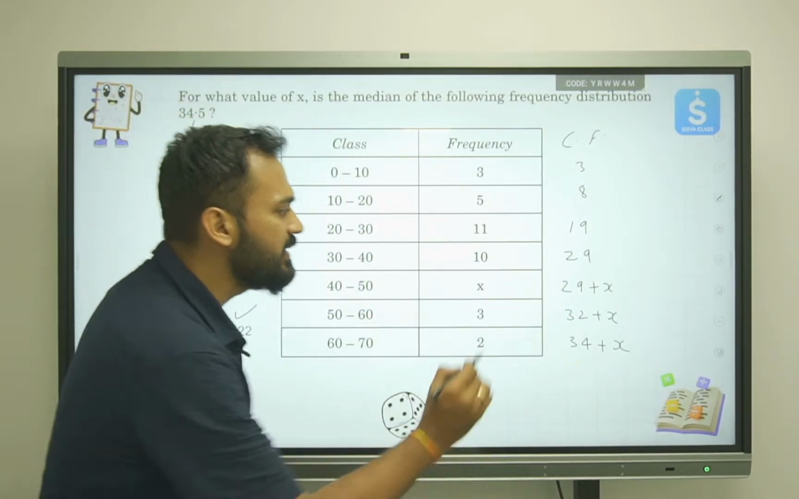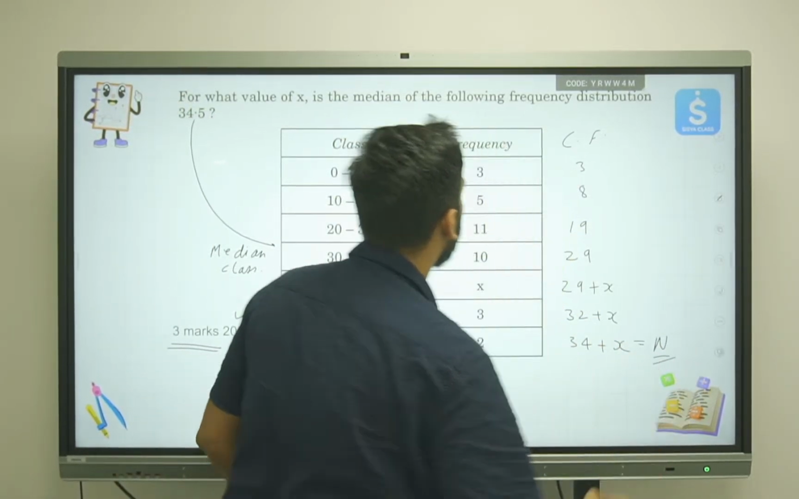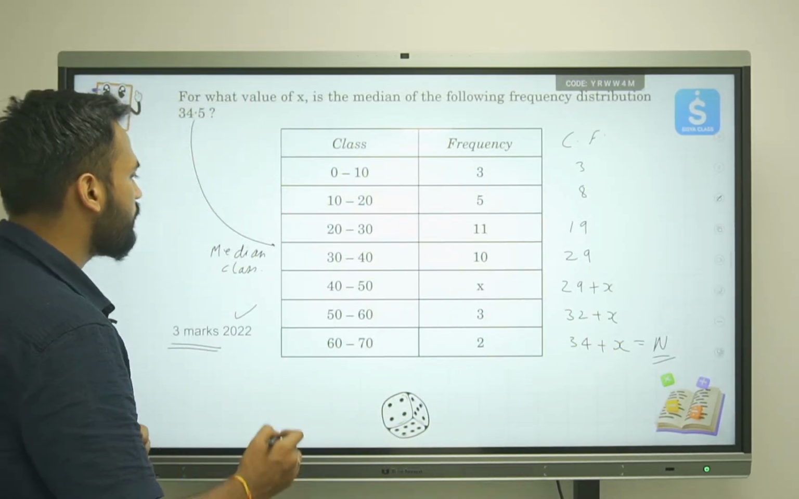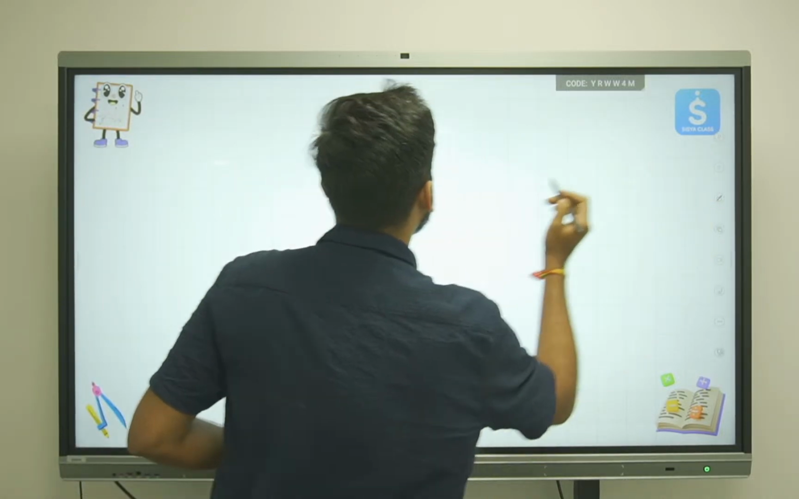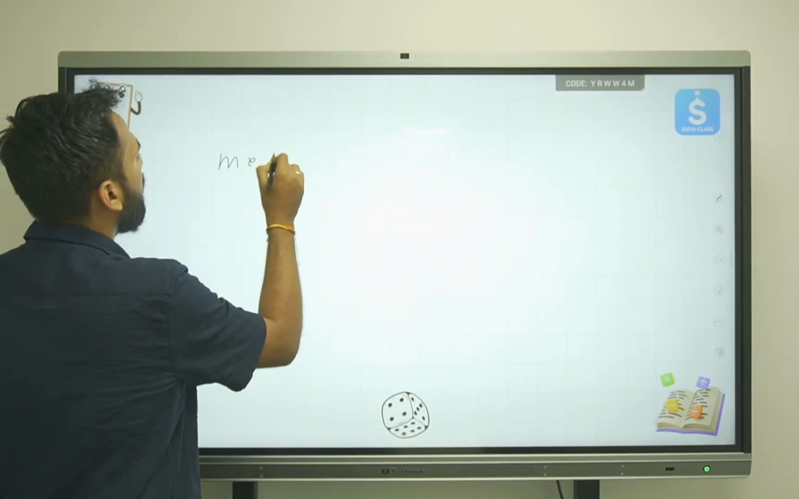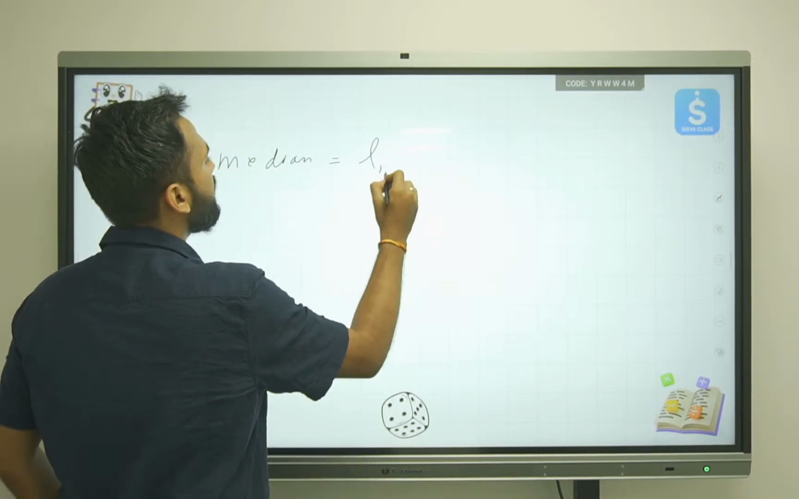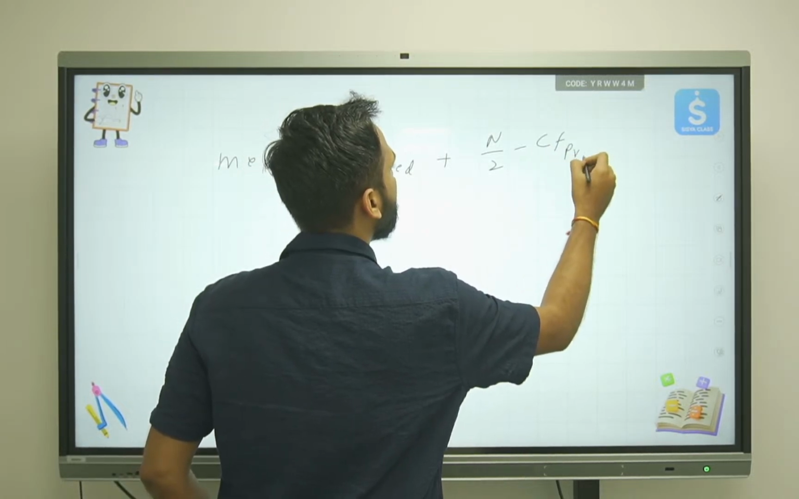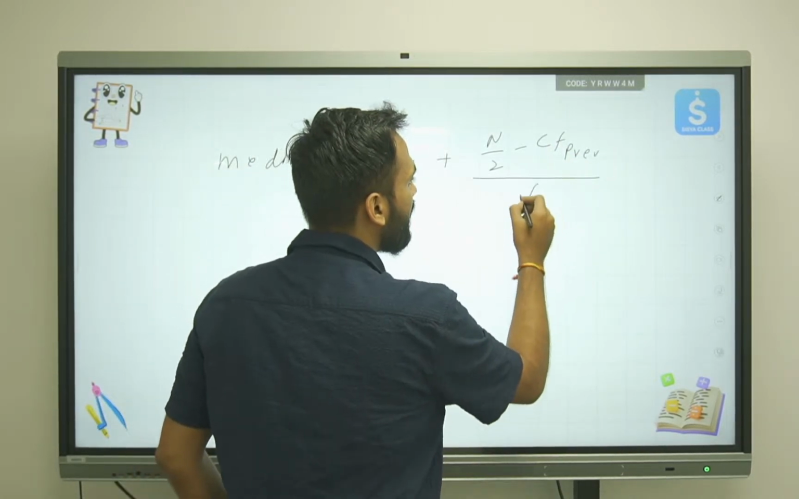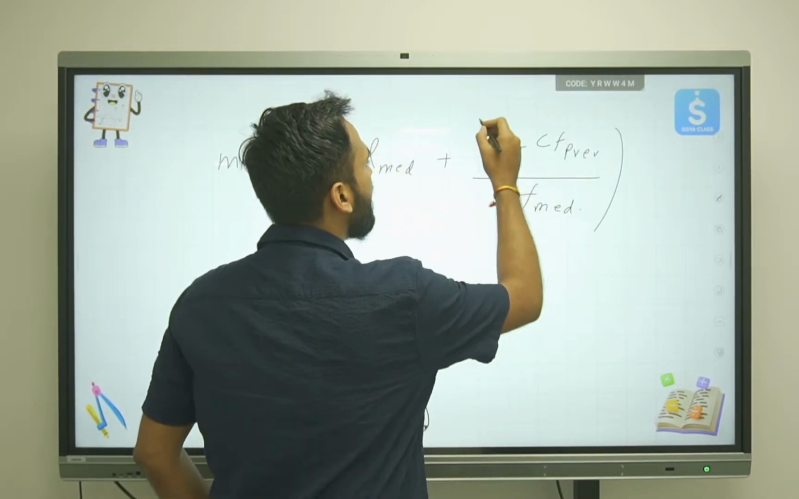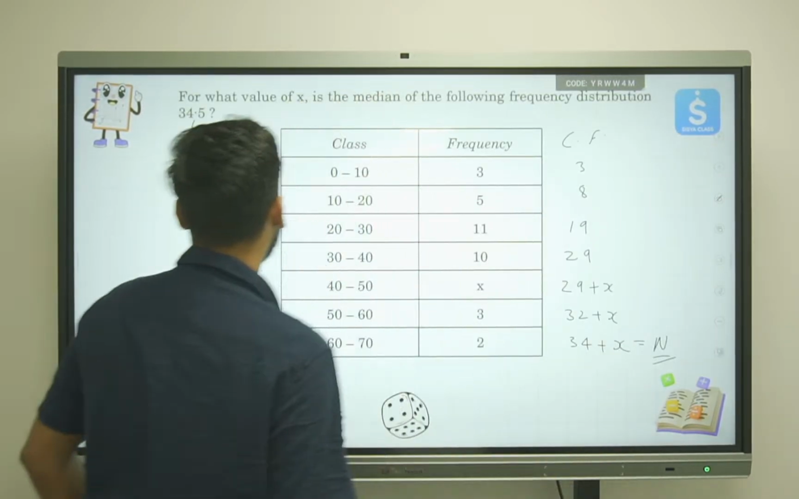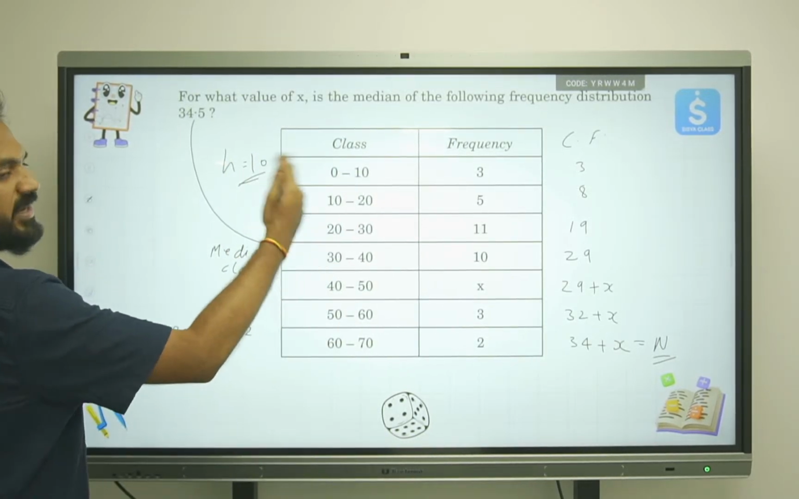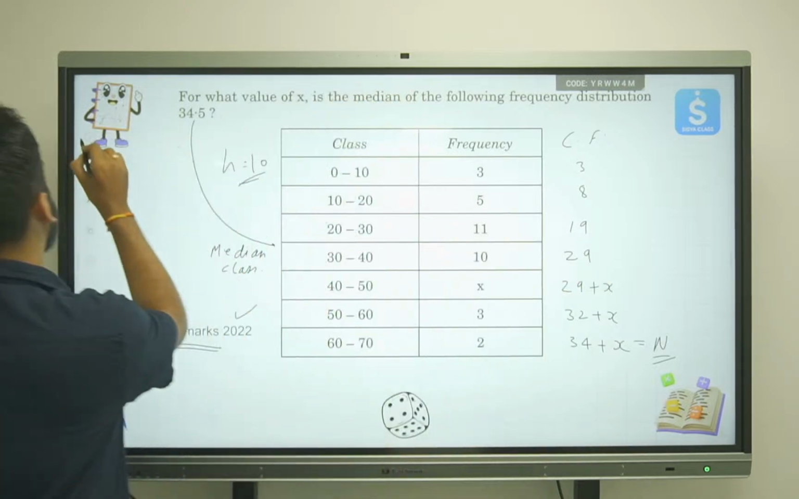So till here this is clear. This is something which is the total number of, or the total frequency, or n. Clear? Now what is the formula for finding out median? Median formula is this. Let me write in the next slide. Median's formula is lower limit of the median class plus n by 2 minus cumulative frequency of the previous class upon frequency of the median class multiplied by the class size. So what is the class size over here? 10 minus 0, 10. It is 10. 20 minus 10, 10. The class size is 10. Let's get back over here.